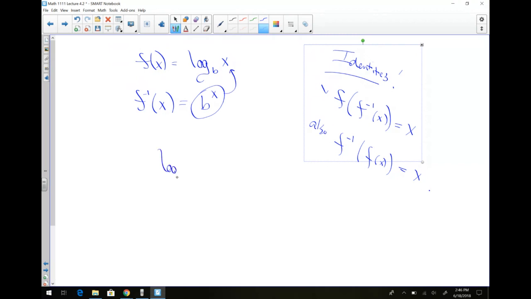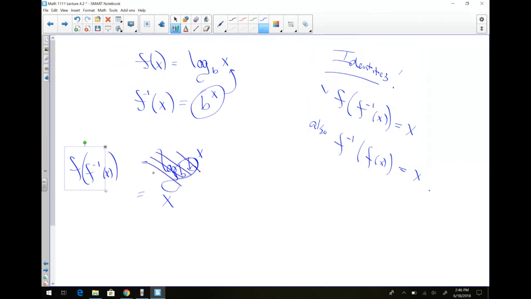So I have log base b of b to the x. That's what I've got so far. This is when I plug my inverse into my regular function. And notice, out of this whole thing, I'm supposed to get an x. This makes sense because both of my bases are the same. If both of your bases are the same, they cancel each other out because they're inverses of each other. So the only thing left is simply x.